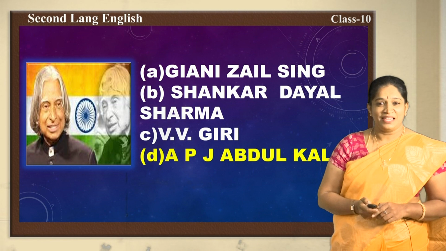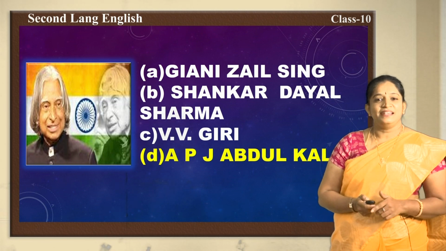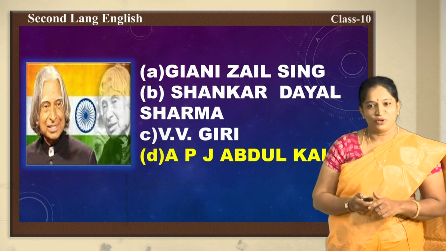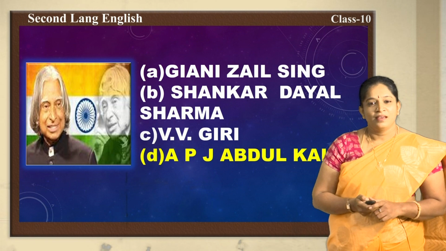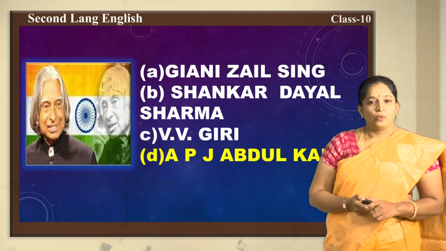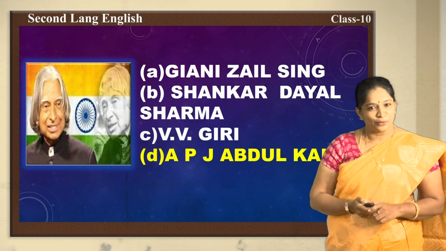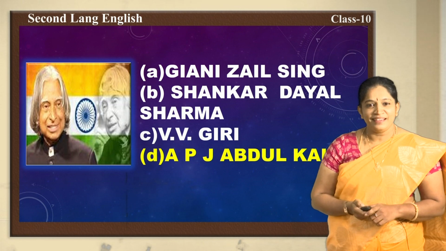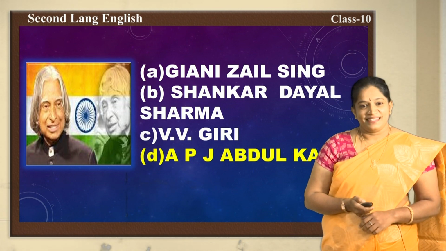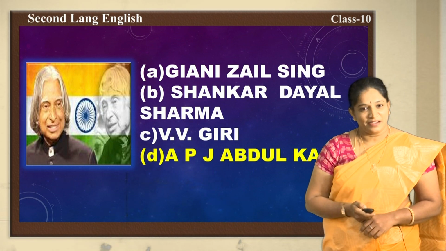Yes, you know, children, he was not only a president, he was also a scientist, writer, and a motivator. As a scientist, Dr. APJ Abdul Kalam played a vital role in the development of the ballistic missile and nuclear weapon program. And he was popularly known as Missile Man of India and People's President. Okay. He served as the 11th president of our country.